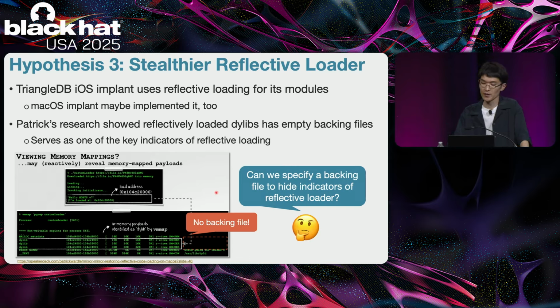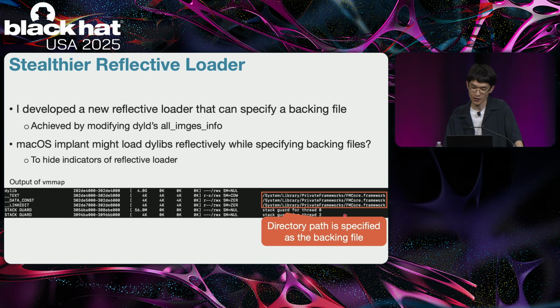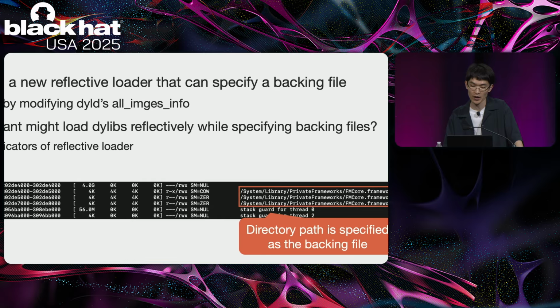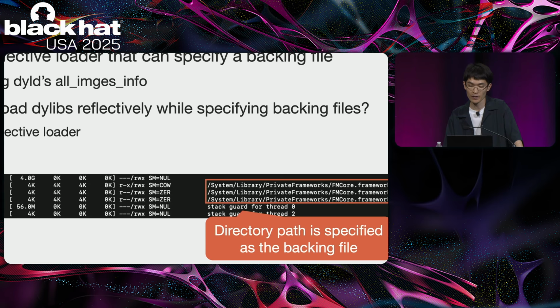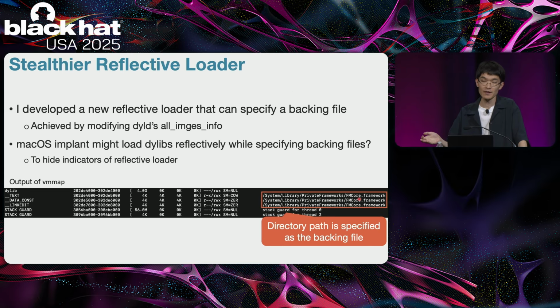What if the implant set an arbitrary path as a backing file to make it safer? To test this, I implemented a new reflective loader based on Patrick's research. Using it, I was able to specify a directory as a backing file. Here's an example. As we can see here, in the output of vmmap, the directory path named FMCore framework is shown as a backing file. This suggests that the macOS implant may have done something similar, using a custom reflective loader that assigns a fake backing file to the binary.